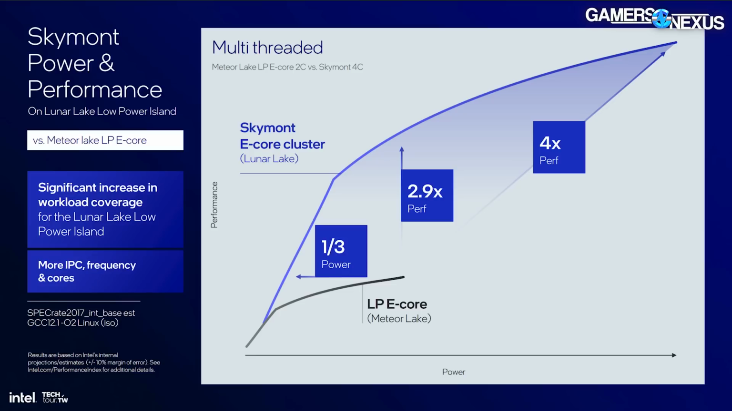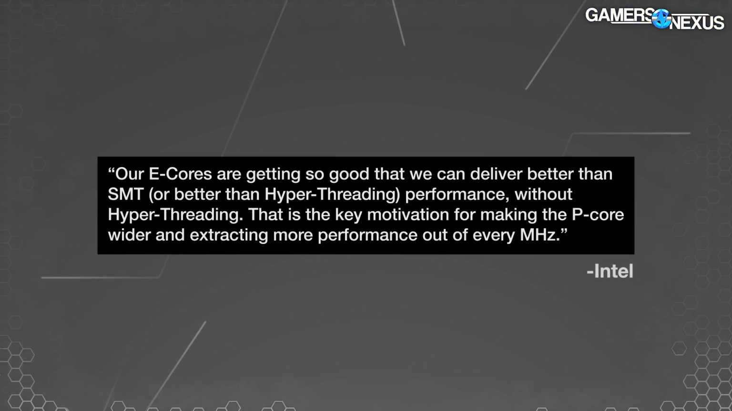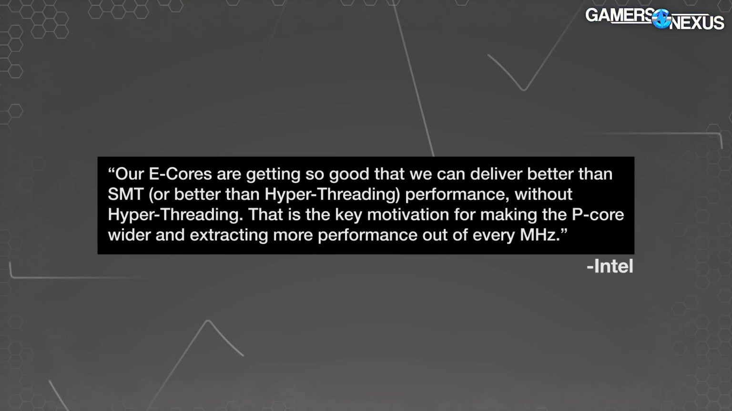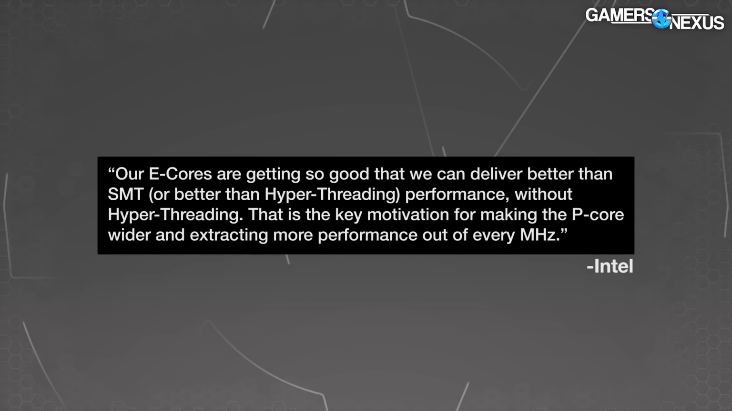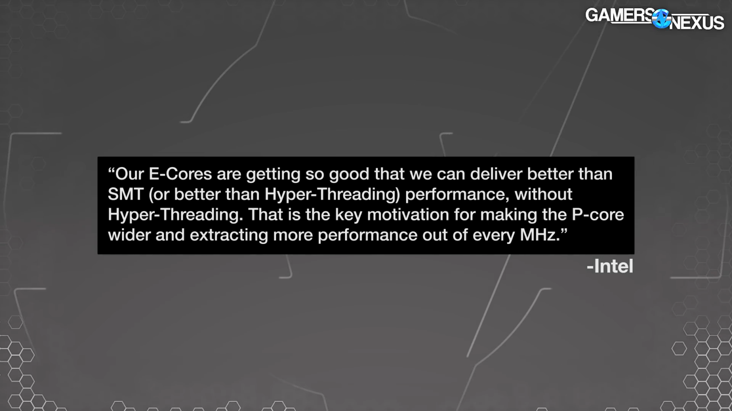Intel is betting that its new E-cores are good enough to pick up the slack on multi-threaded workloads. Quote, "Our E-cores are getting so good that we can deliver better than SMT or better than hyperthreading performance without hyperthreading. That's the key motivation for making the P-core wider and extracting more performance out of every megahertz."